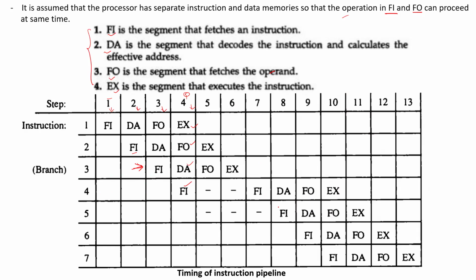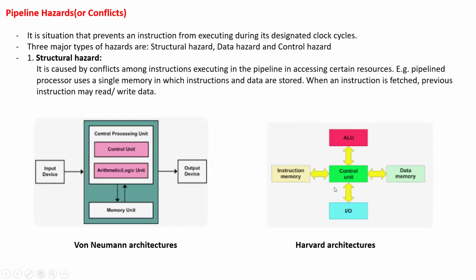Once this branch instruction is being executed, after that new fetching will start. Like here, if you see that by the sixth cycle this branch instruction is completed, then from the seventh cycle new fetching takes place. So whenever a branch instruction occurs, the branch will be executed and the pipeline will be emptied after that.